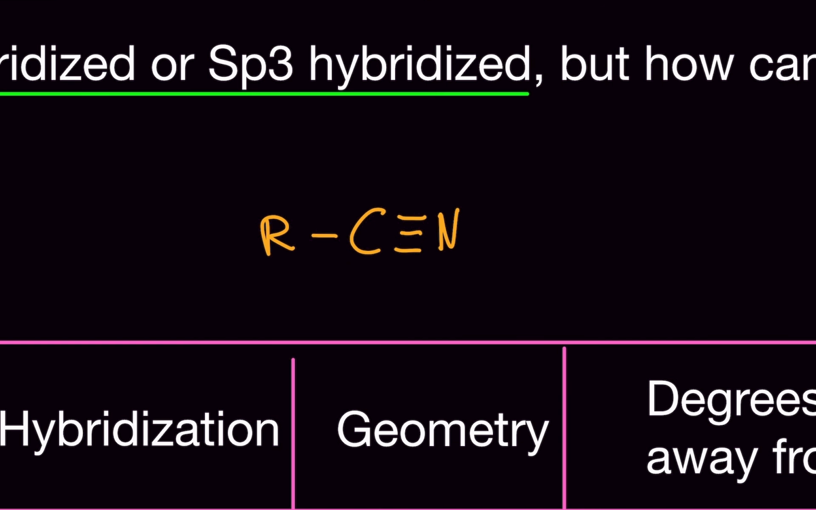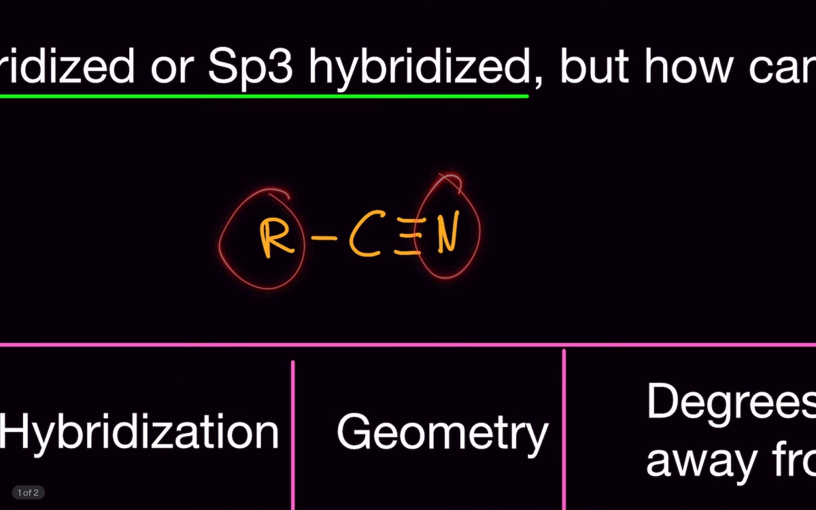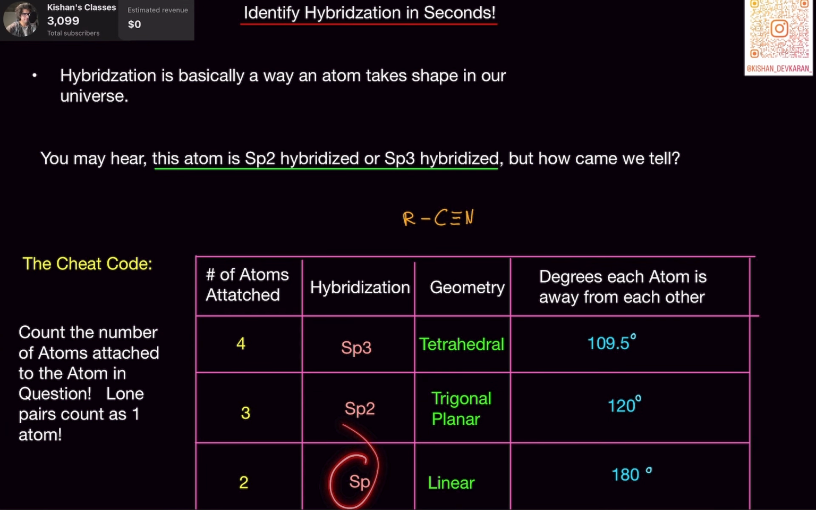That's the trick. See, now you count the number of atoms, you see the carbon has a nitrogen bonded to it and an R group, and that's it, right? So 2 atoms attached, it's sp. That's how easy it is.